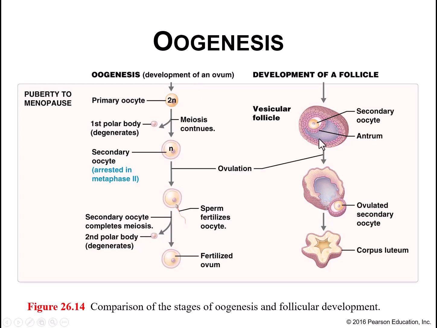Remember we started developing some small fluid-filled pockets, but when we are cycling each month, when we are making our secondary oocyte, those fluid-filled pockets come together and make a large antrum. This should be pointing over here into this fluid-filled area. That large fluid-filled cavity is our antrum, and housed in all those granulosa cells is our secondary oocyte. This is a vesicular follicle. You may also hear it referred to as a Graafian follicle.